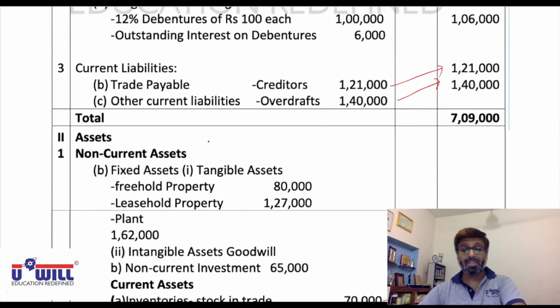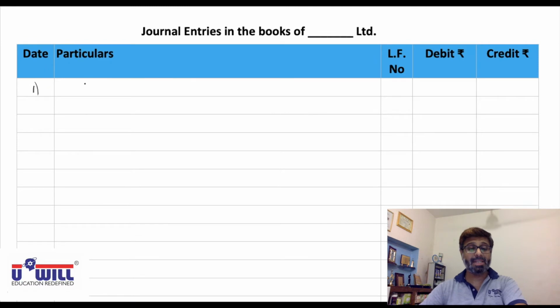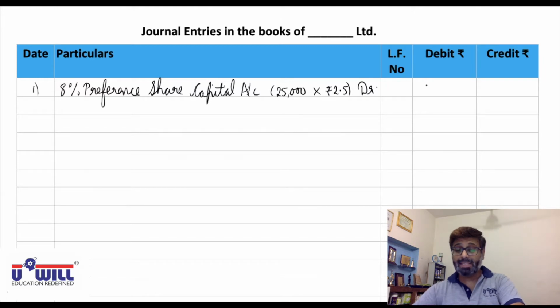First they are talking about preference shares, so we have 8% preference shares. In the balance sheet, 25,000 preference shares are there. So 8% preference share capital account debit. Now 2.5 is what preference shareholders are sacrificing, and 25,000 preference shares are there. So 25,000 into rupees 2.5 is 62,500.